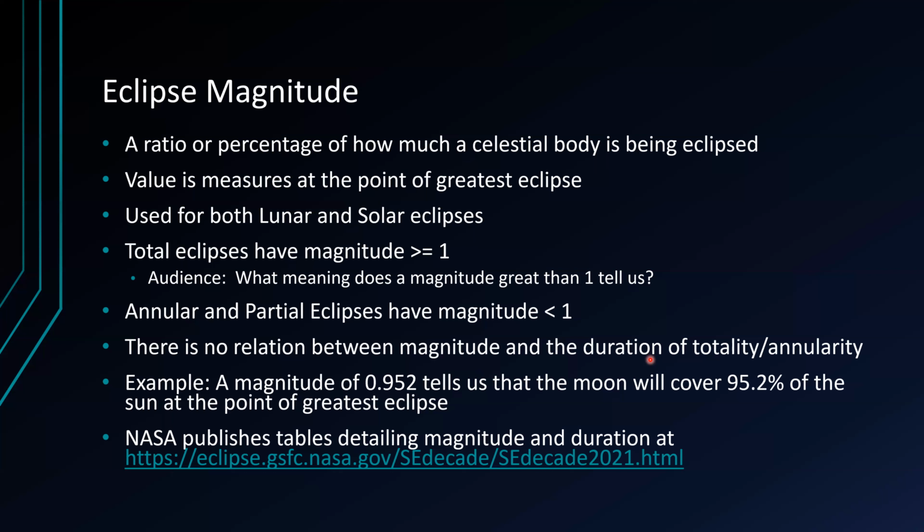If the eclipse magnitude is less than 1, this is always an annular eclipse or a partial eclipse. Unfortunately, there isn't really a relationship between the eclipse magnitude and how long totality or annularity is. This is just a number describing how much of the sun is being eclipsed from our perspective.